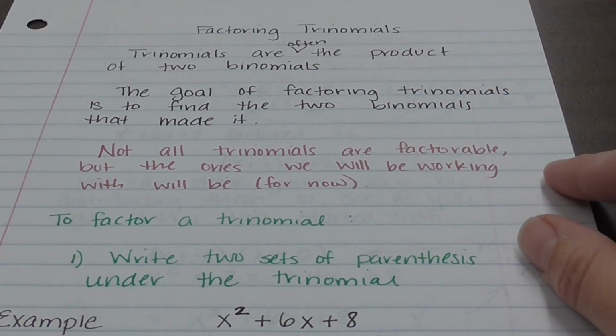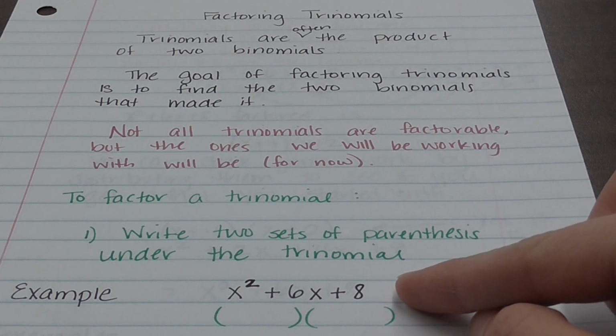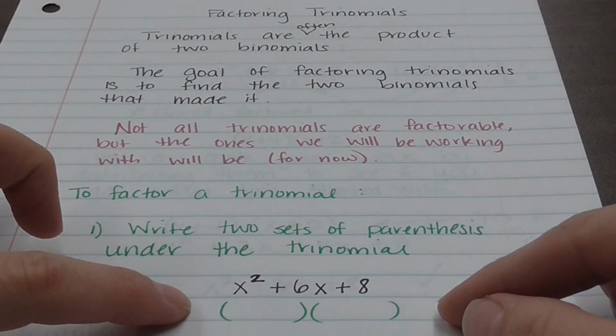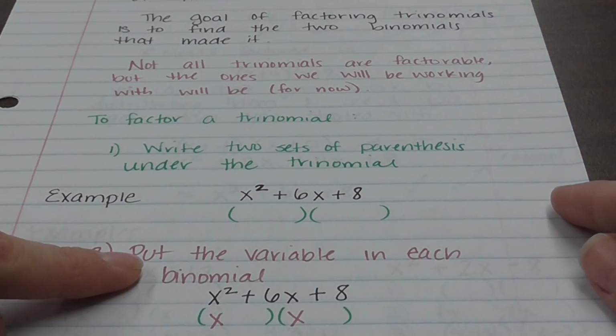So to factor a trinomial, the first thing we're going to do is write two sets of parentheses under the trinomial. So in my example, x squared plus 6x plus 8, first thing I did was just write two sets of parentheses underneath of it. It's easy enough. It's two binomials. Alright, we're going to put the variable from the trinomial in each one.